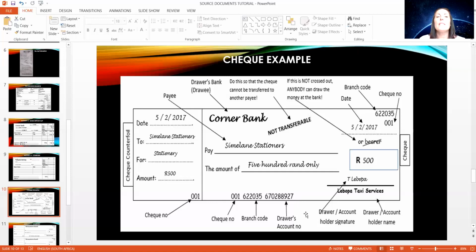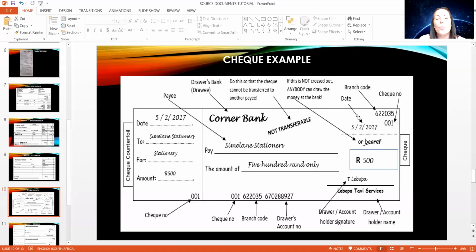So let's start here at the top now. First of all, the name of the bank where our business holds our bank account is called the drawee, the drawer's bank. Now, our business, the account holder, is called the drawer. So the name of the bank where we have our bank account is called the drawee. Good.